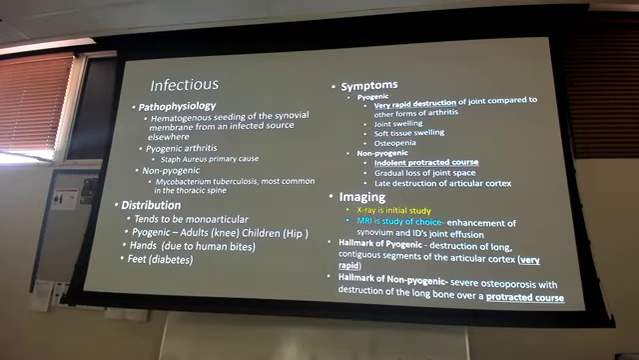Infectious. So, we have two types, right? Whether it's a hematogenous spread of an infected source somewhere in the body, could be direct, maybe indirect, doesn't really matter, we got an infected joint. It's pyogenic, Staph aureus is the primary cause. Non-pyogenic, mycobacterial tuberculosis is the most common cause of that, and that's the most common in the thoracic spine.